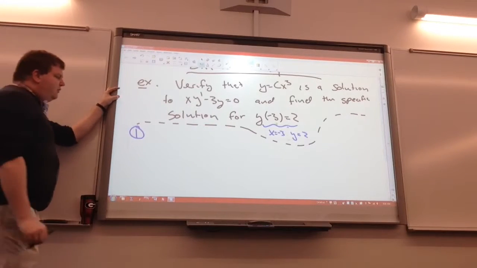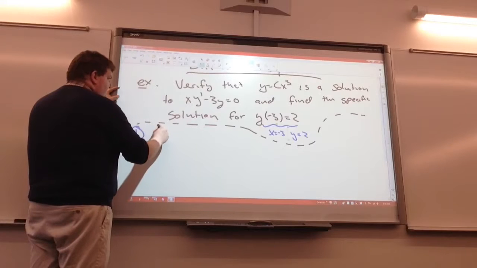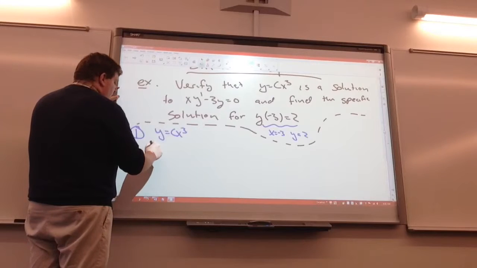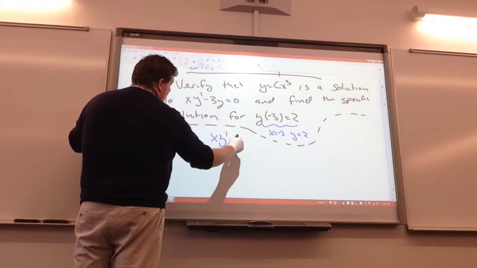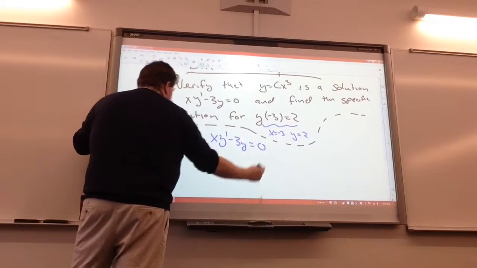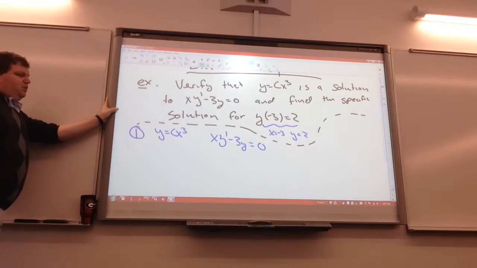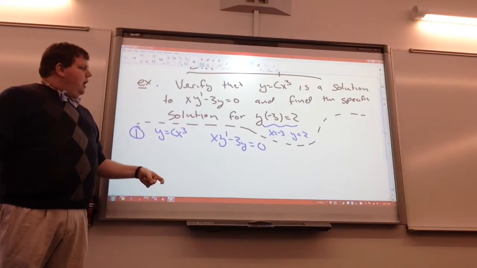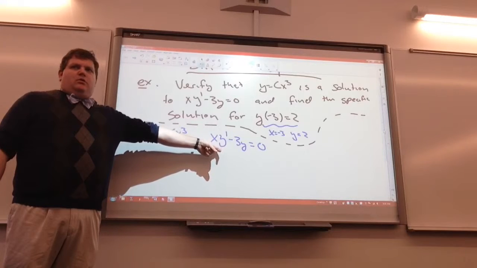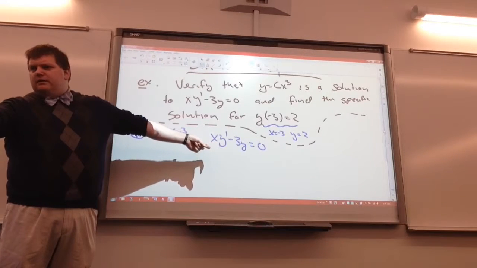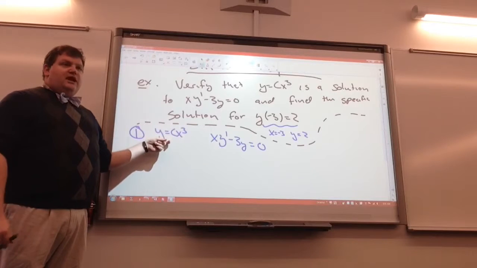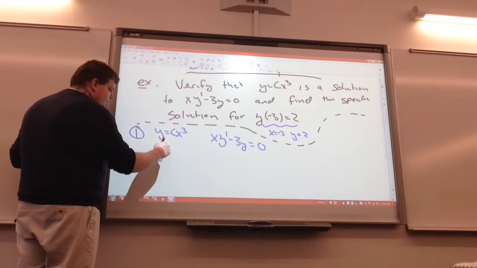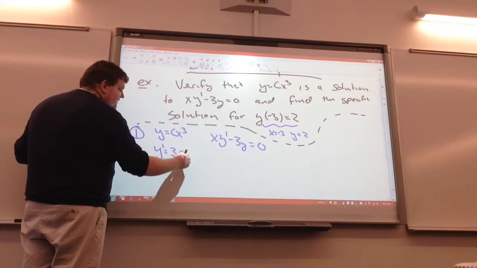Now, we're given that y is equal to cx cubed. We're told that has to be a solution to xy prime minus 3y equals 0. Now, I can replace y with cx cubed. I've got a y prime now. What does y prime mean? It's the derivative of y. So can I take the derivative of this? What's the derivative of this right here? 3cx squared.